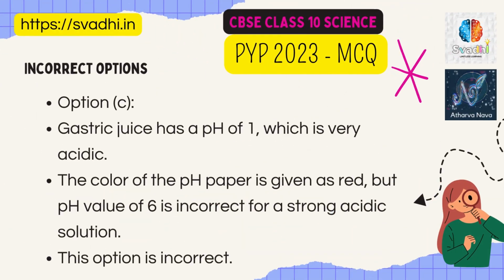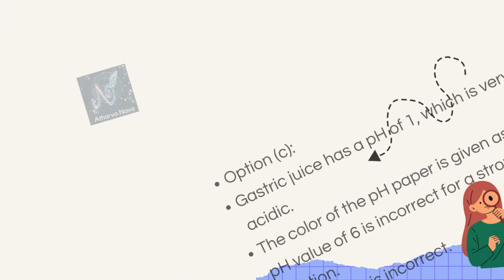Option C. Gastric juice has a pH of 1, which is very acidic. The color of the pH paper is given as red, but pH value of 6 is incorrect for a strong acidic solution. This option is incorrect.